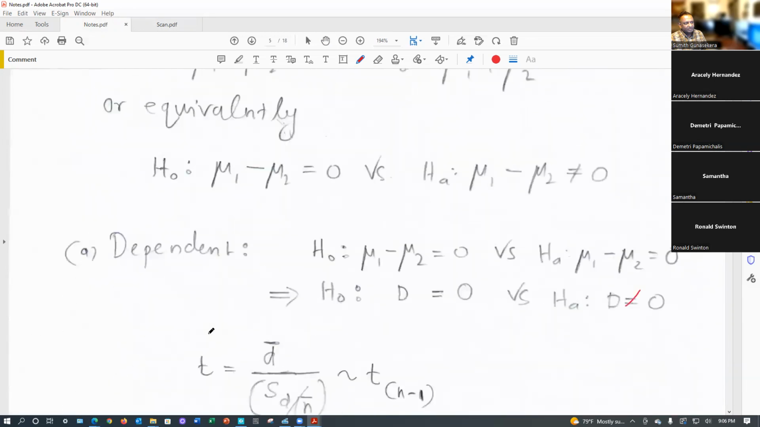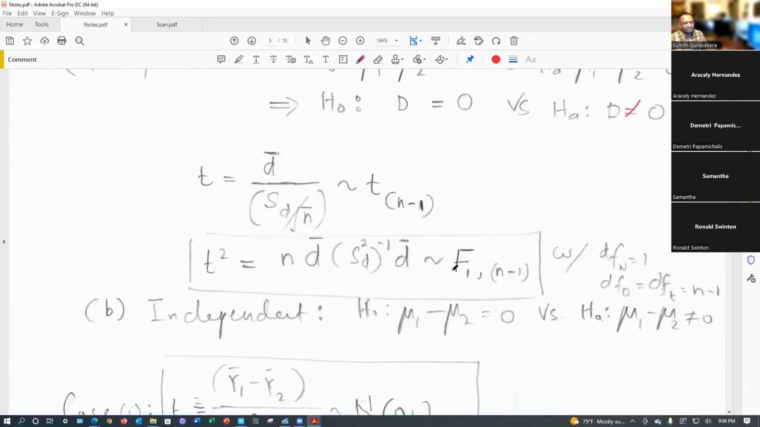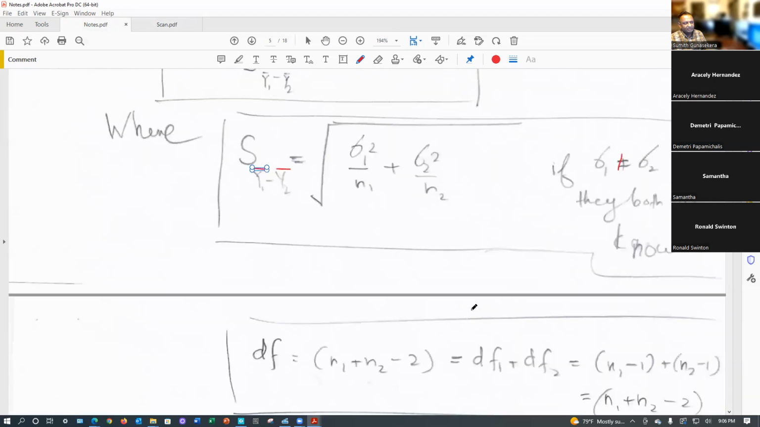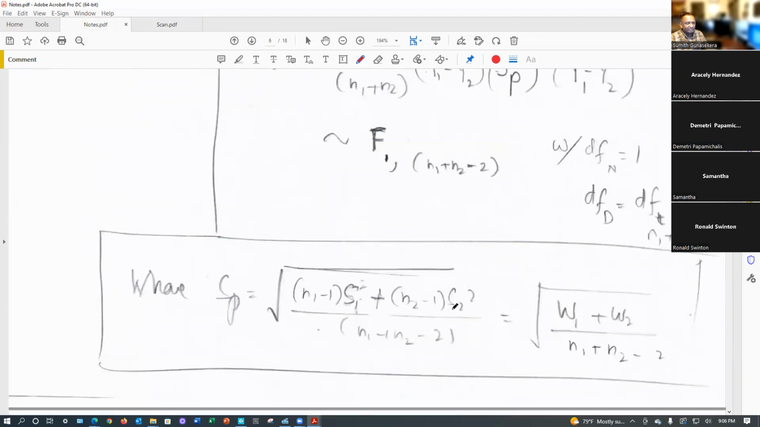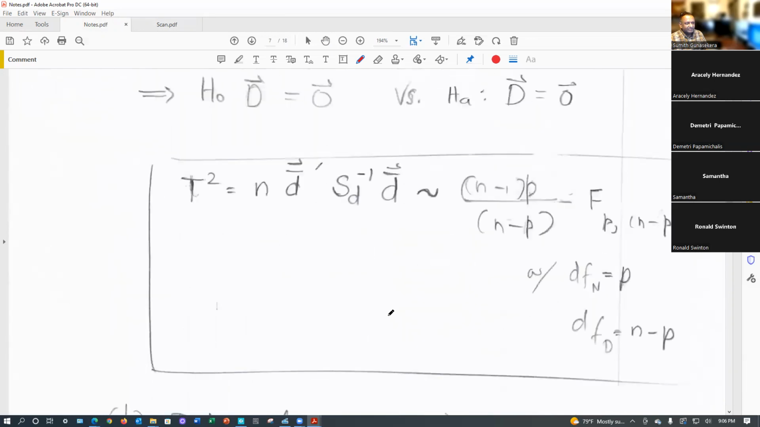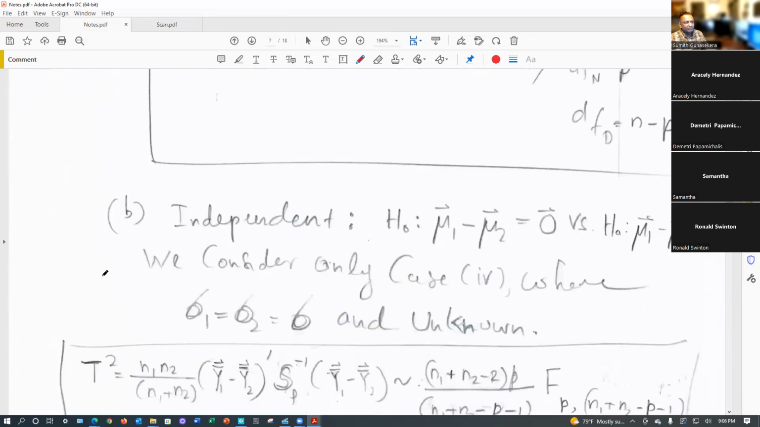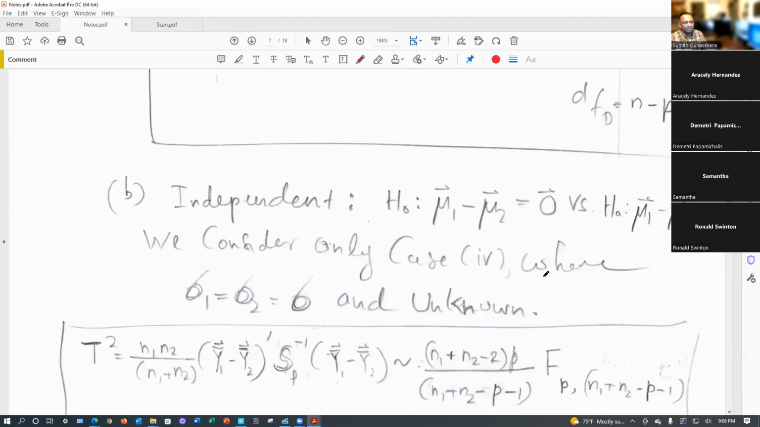When you have two groups, you saw this 1 and n minus 1. That will be easily derived from the multivariate case. It's consistent. And for the independent one, we mainly consider case 4, where the population standard deviations of group 1 and group 2 have their matrices.